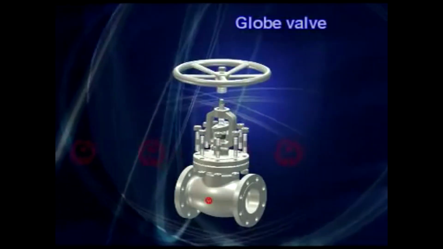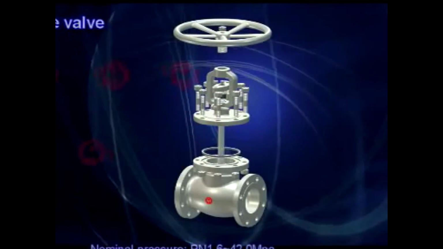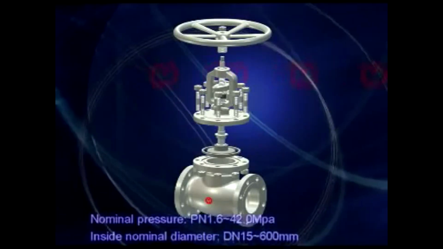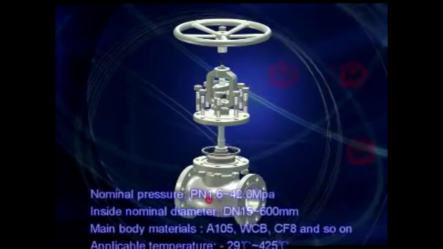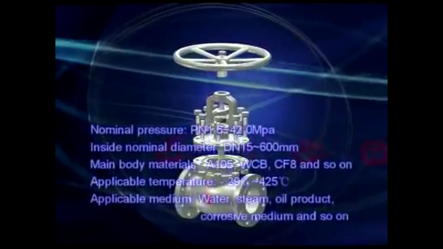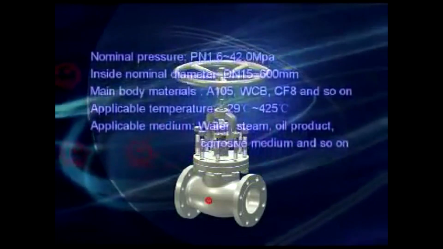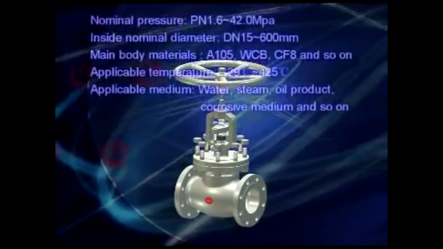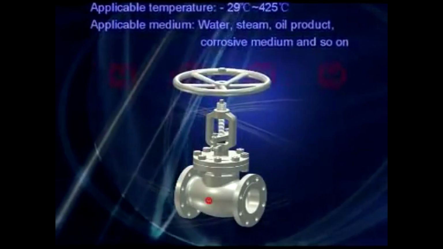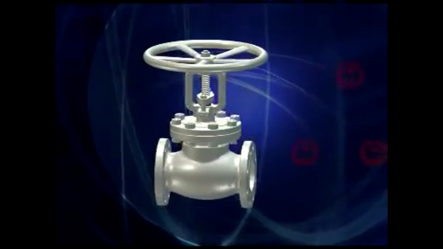Products designed and manufactured according to standard GB/T 12235-1999. Nominal pressure PN 1.6 to 42 MPa. Nominal diameter DN 15 to 600 mm. Materials chosen for main body are A105, WCB, CF8 and so on. Applicable temperature from minus 29 degrees to 425 degrees centigrade. Applicable medium: water, steam, oil product, corrosive medium and so on.